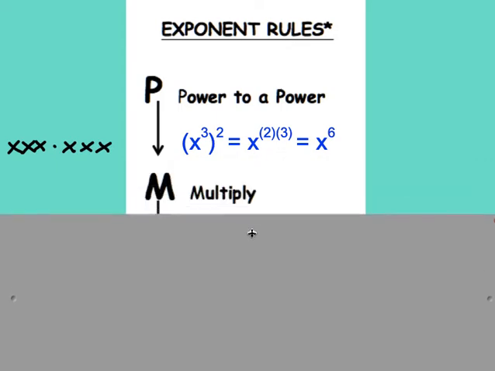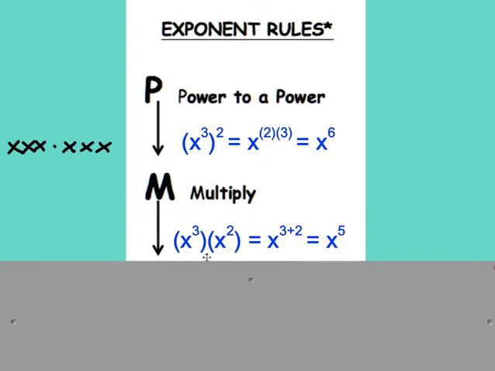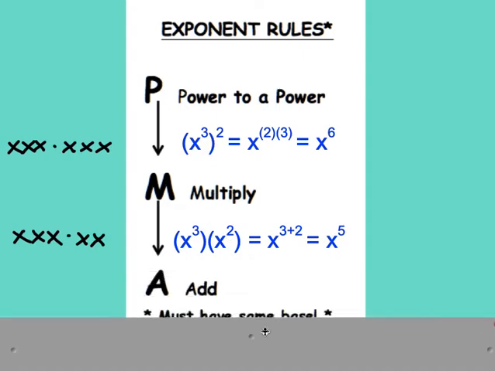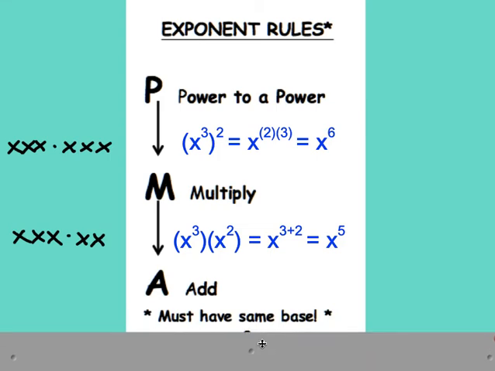Now, if we don't have power to a power, we multiply. So if they're the same bases, we add the exponents. Because the difference between the previous example and this one is this one's saying x to the third times x squared. And therefore, we add. But the catch is they must have the same base.